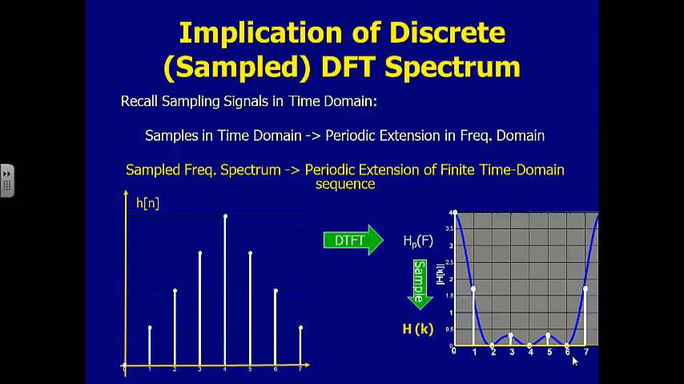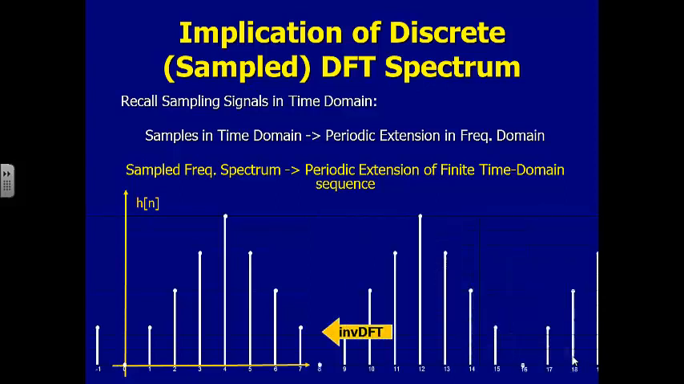Same thing. If I had sampled here, gave me periodic here, I got sampled here, I also get periodic. So the DFT is the correct, the true, the right spectrum, not for my original signal, but for a signal that looks like repeating copies of that original signal. What we call the periodic extension of the original signal.